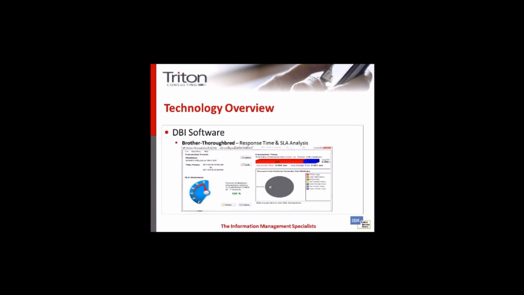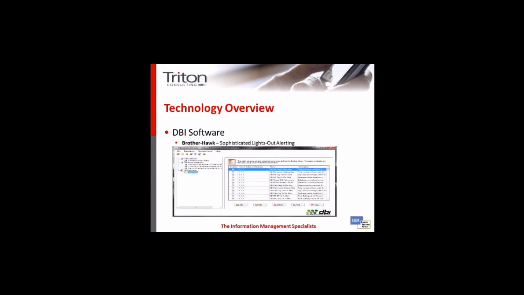A complementary product in the DBI portfolio is Brother Thoroughbred. This provides database measurements in the form of transaction times, whether time has been taken, and whether or not service level agreements are being met. It provides a further breakdown of transactions and statements and their performance, whether resource has been used, for example CPU intensive, lock usage, IO bound, sorts, etc.